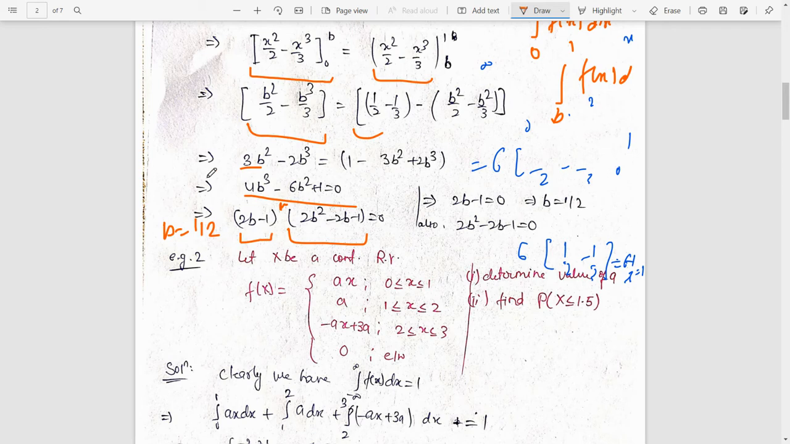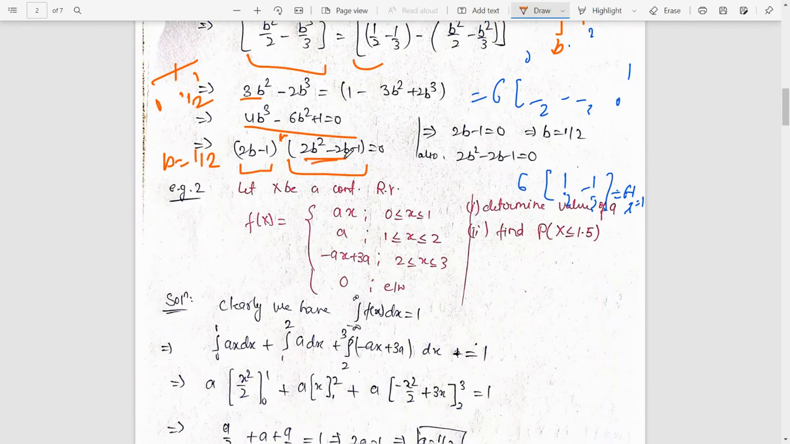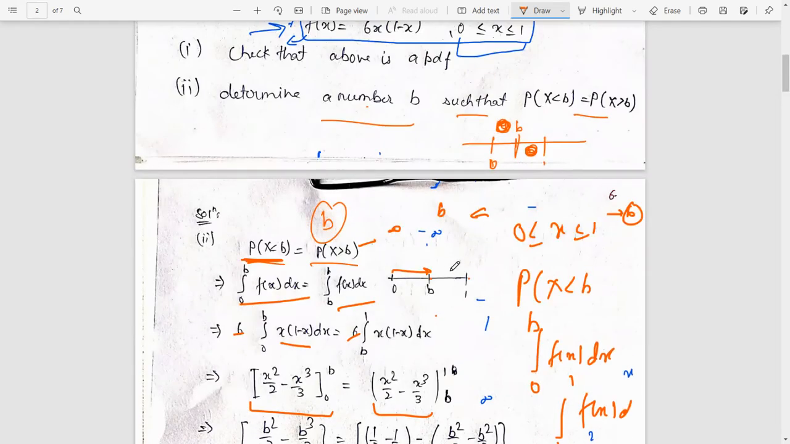But the thing is that b equal to 1/2 lies between 0 and 1. So it means that b equal to 1/2 is our value of b, where both probabilities are equal. When you solve this, you'll also get some other point, but I think this point is going to be greater than 1 or maybe less than 0. So that's why we're not considering that equation, but we are just considering 2b − 1, because the point 1/2 is actually between 0 and 1.